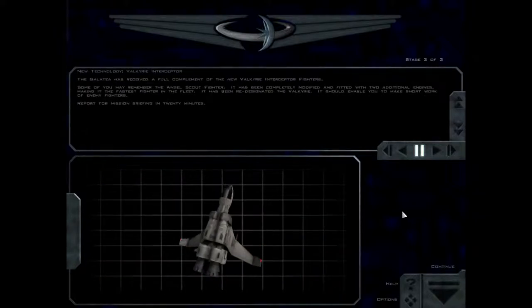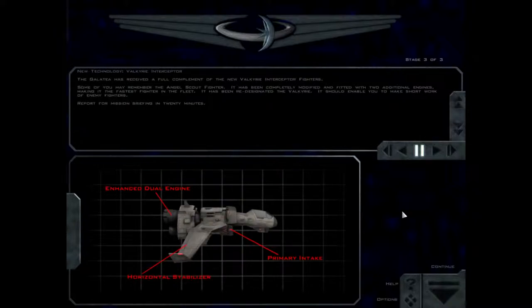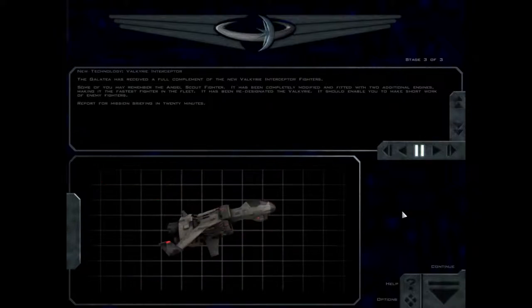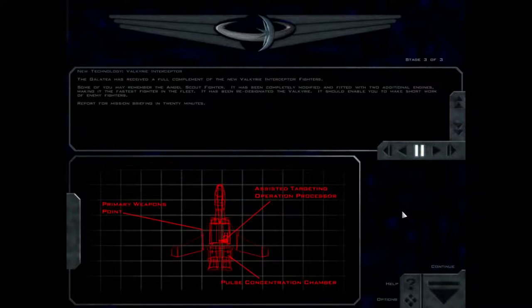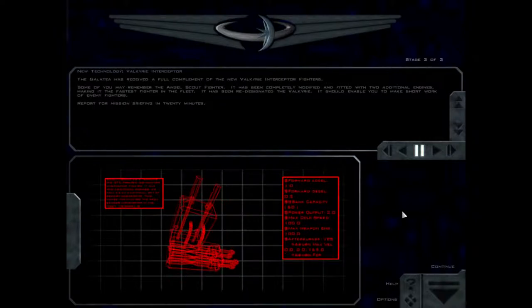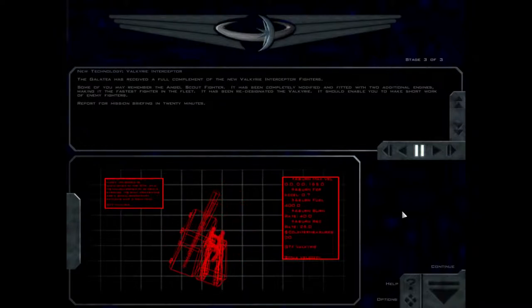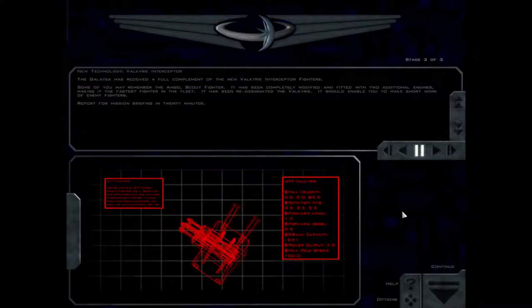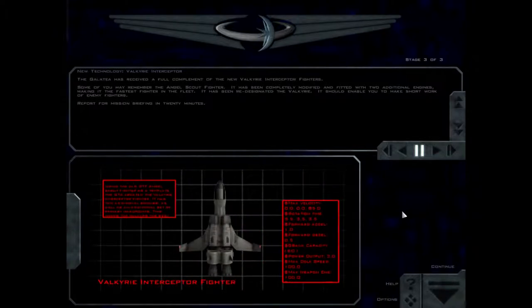The Galatea has received a full complement of the new Valkyrie interceptor fighters. Some of you may remember the Angel Scout Fighter. It has been completely modified and fitted with two additional engines, making it the fastest fighter in the fleet. It has been redesignated the Valkyrie. It should enable you to make short work of enemy fighters. Report for mission briefing in 20 minutes.